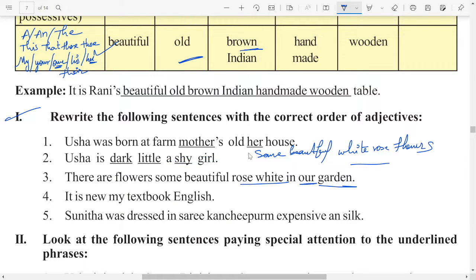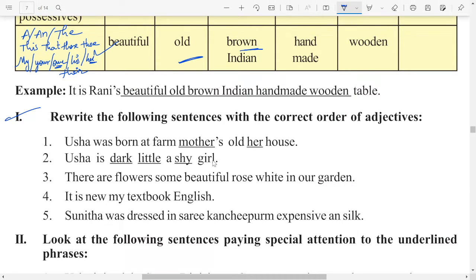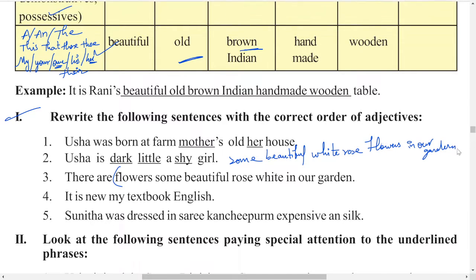Okay, we shall change the order here because the sentence is there are. Let us say there are. After this, look at this, there are some beautiful white rose flowers in our garden. See, this is the rearrangement.